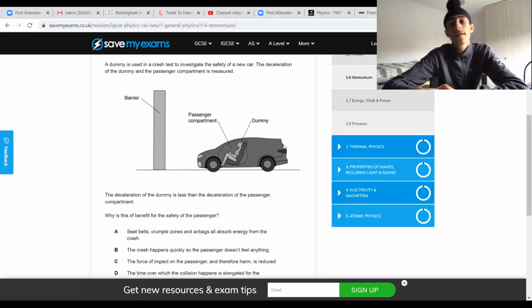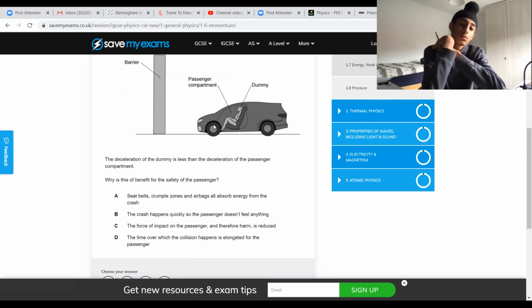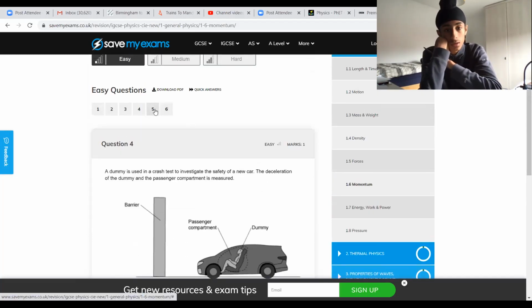Is it D? The time of position is elongated for the passenger. Yeah. Correct. Okay. Next one. 5.